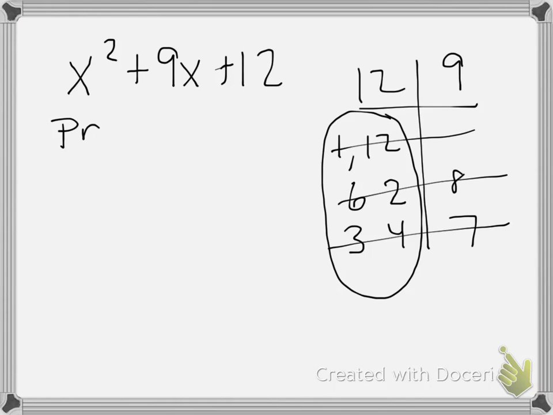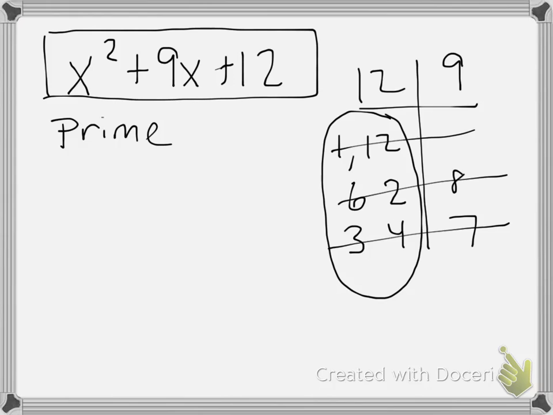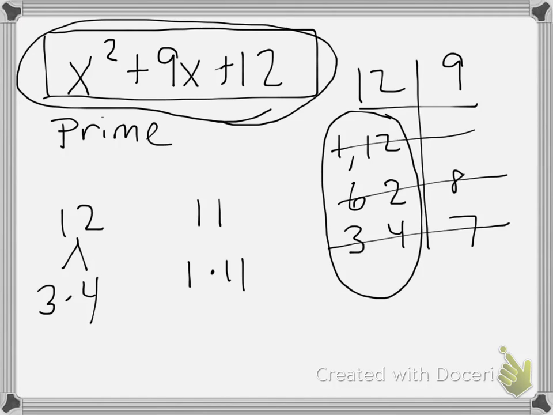So this is called prime. So how you write your answer is you just rewrite the actual problem. Let me relate it to numbers. Like if I took 12 and I asked you to factor it, you could say 3 times 4, or you could say 1 times 12 or 6 times 2. But if I took 11 and I asked you what are the factors of 11, you'd say only 1 and itself, 1 and 11. So that means the factors of x squared plus 9x plus 12 are only x squared plus 9x plus 12 times 1. And so your answer is just repeating the problem.